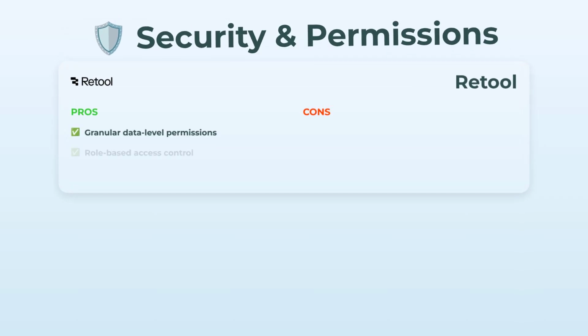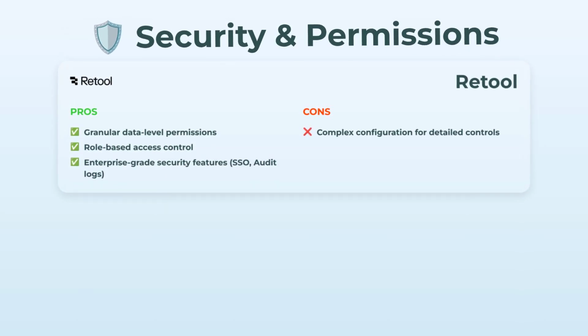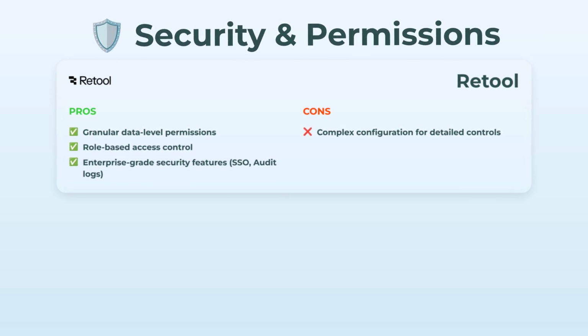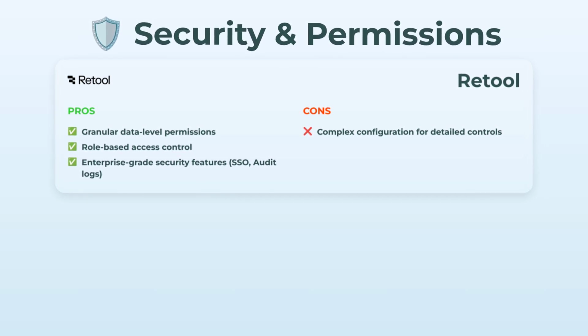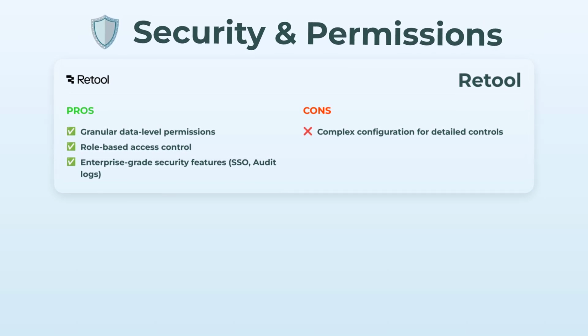Now, security and permissions. Retool goes pretty hardcore here. Granular controls down to data level, classic role-based access, and perks like enterprise-level security features, SSO, and audit logs. A little intimidating? Yeah, especially if you just want something simple. But for big teams, it's super robust.